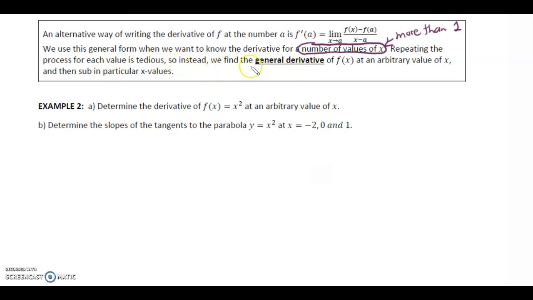So instead, what we do is we find the general derivative of the entire function f at x at an arbitrary value of x, and then we sub in particular x values. That's what we're going to see here. So example 2a, determine the derivative of f at x equals x squared at an arbitrary value this time of x. This is what it's going to look like. We're going to have f prime at, let's just go x because it's general. We're still going to do the limit.